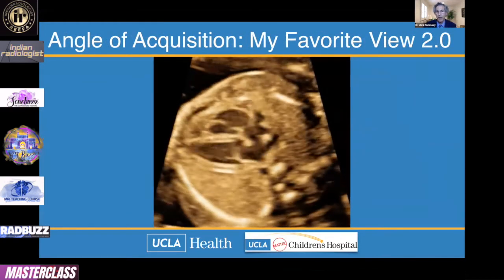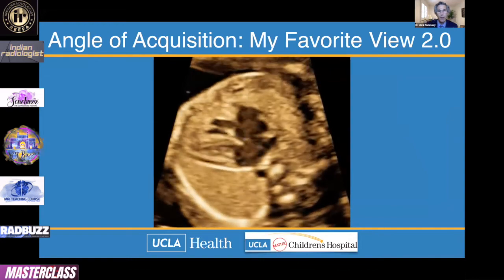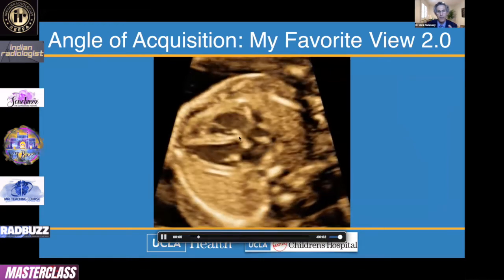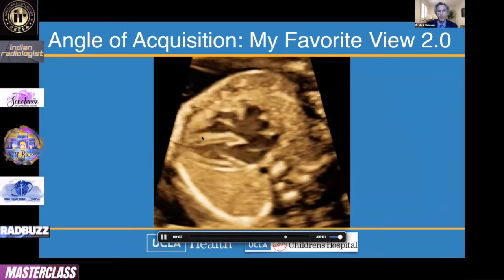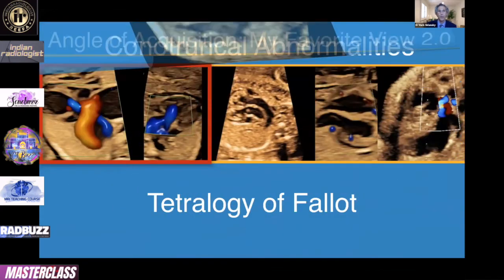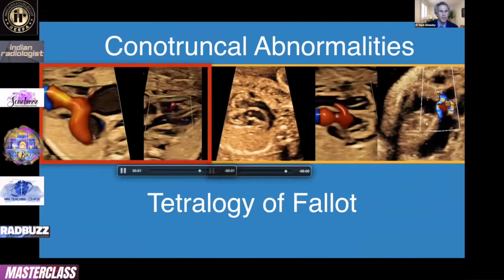This is not looking for outflow. This is looking mainly at the crux of the heart, make sure the crux is intact, and then the inlet septum and the muscular septum. So we're going to talk first about tetralogy of Fallot.